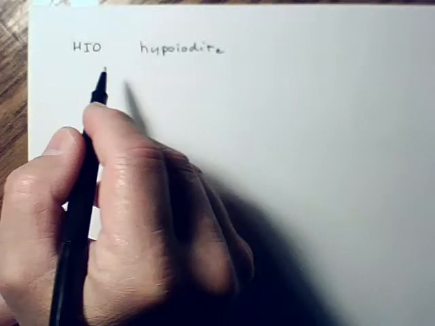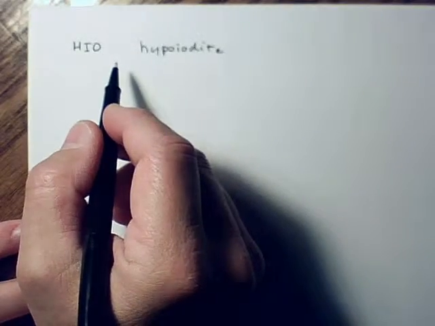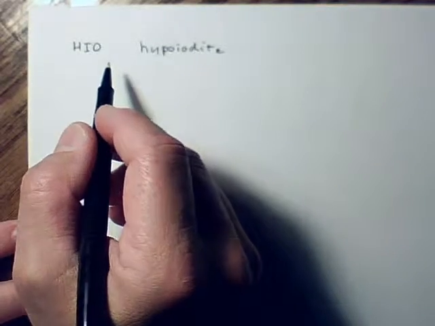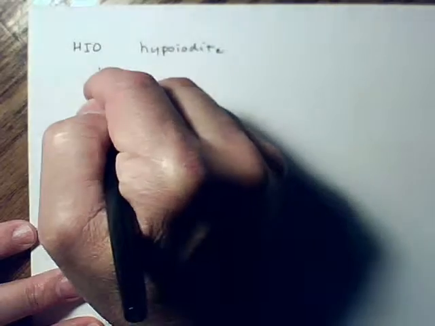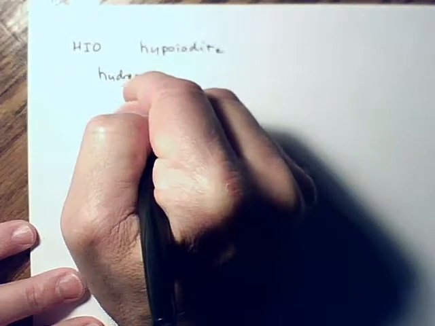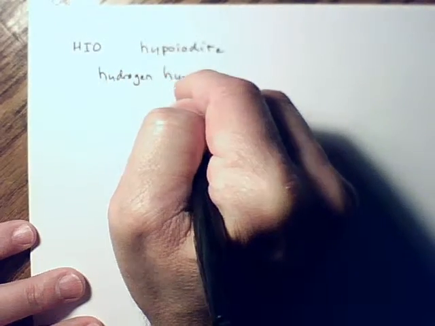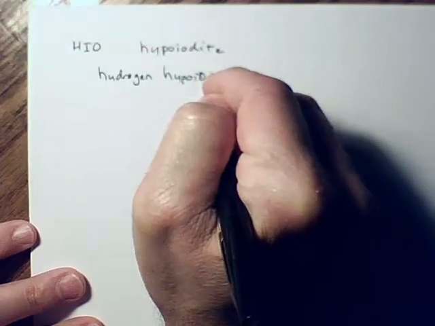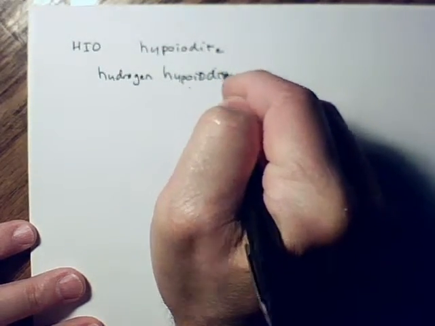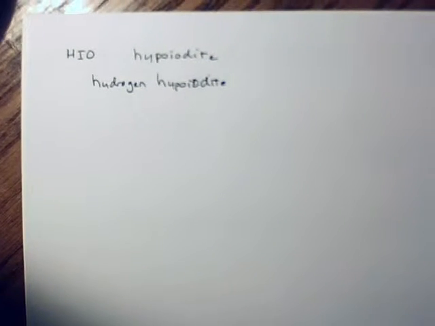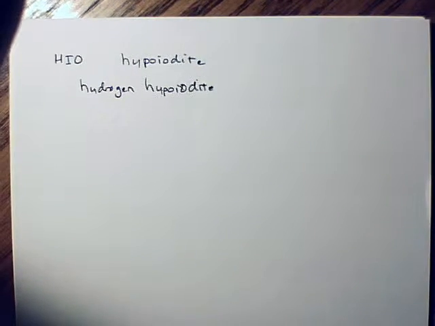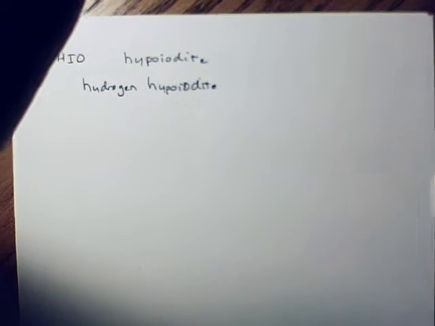Okay. So the first thing you do then is you name this compound as if it's an ionic compound. So you just call this hydrogen hypoiodite. Okay? When we have an acid that has oxygen in the formula, so this is called an oxy acid.